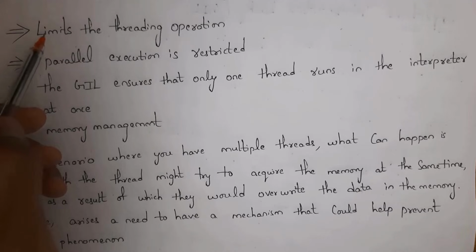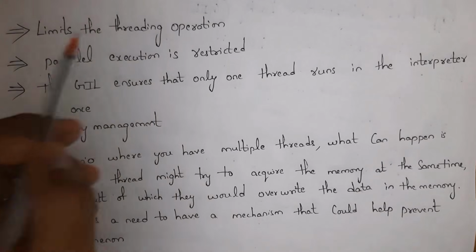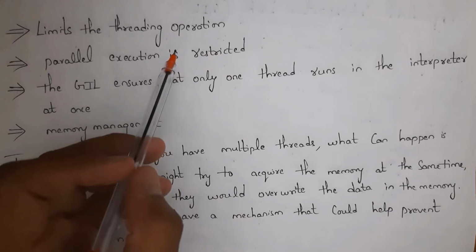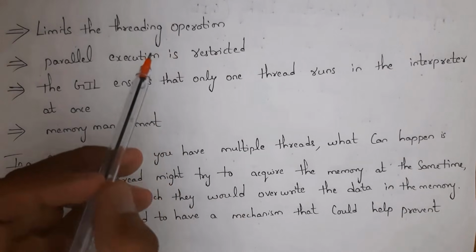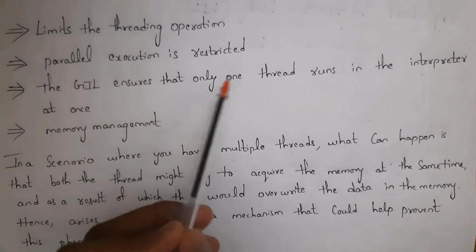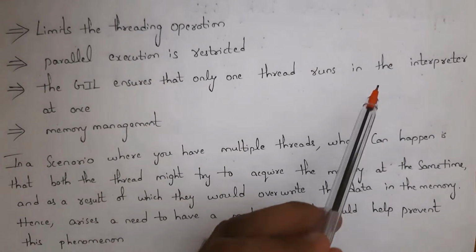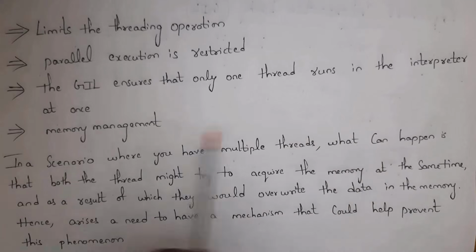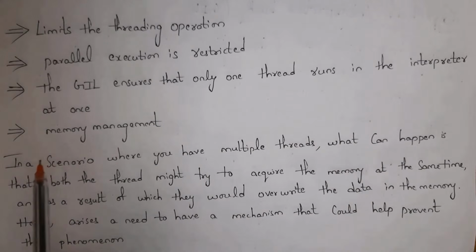The global interpreter lock limits the threading operations and parallel execution is restricted. The global interpreter lock will execute threads serially, not parallelly. The GIL ensures that only one thread runs in the interpreter at once. It will execute only one thread at a time and it is also used for memory management. These are the uses of the global interpreter lock.